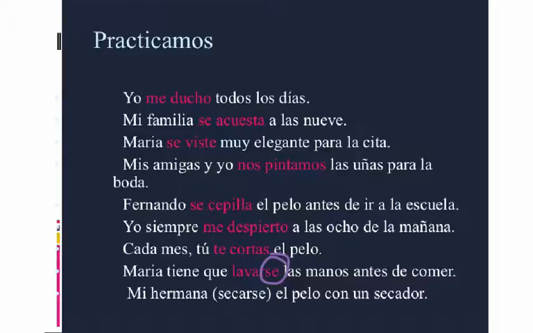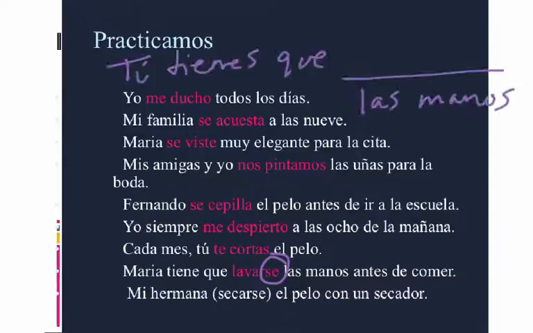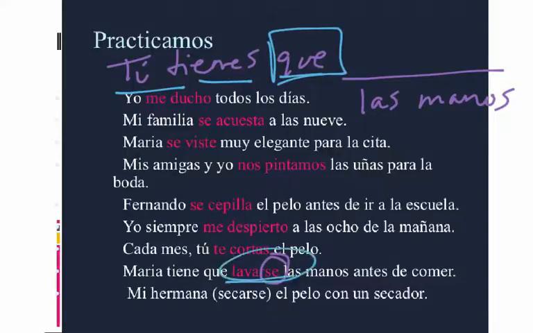So let's write a different sentence here. So now I've got tú tienes que, that's again a preposition. I've got the same verb lavarse. So it's definitely going to be lavar. And I'm going to leave se there for a minute, but that's just a placeholder. I always have to adjust that to be who I'm talking about. Okay?